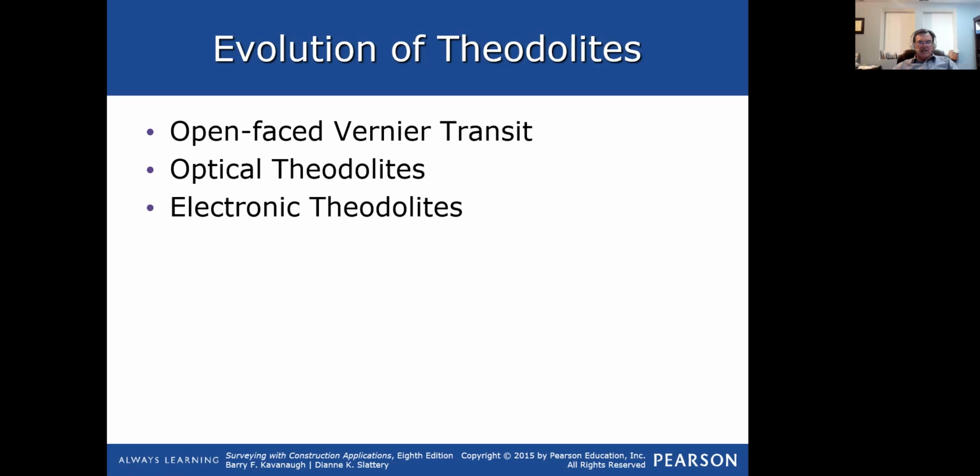The ones I had to read early on were with the magnifying glass. I literally would take a magnifying glass and look right down on top of the instrument and read the angle. That was the old style open-faced vernier transits.